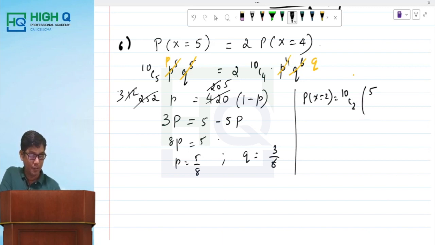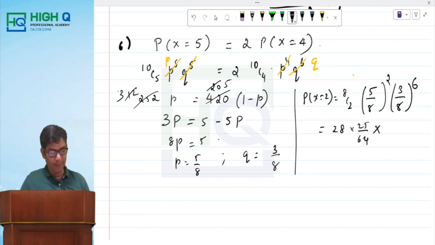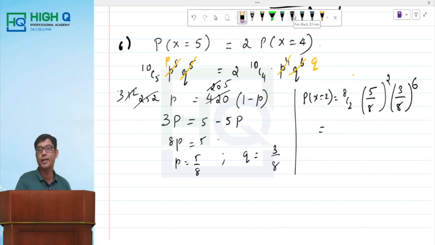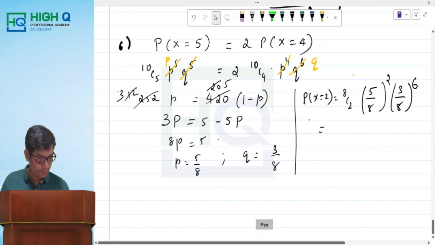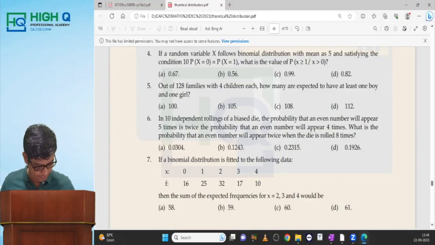Now, the question is for x equal to 2. 10C2, 5 by 8. What, 8 times? Oh, 8 times. So 8C2, 5 by 8 whole power 2, 3 by 8 whole power 6. Please simplify this. 8C2 is 28. 5 square is 25. 8 square is 64. What is 3 power 6? No, you get it. Use calculator and get it. Point? Point 0? Are you sure? Option A.